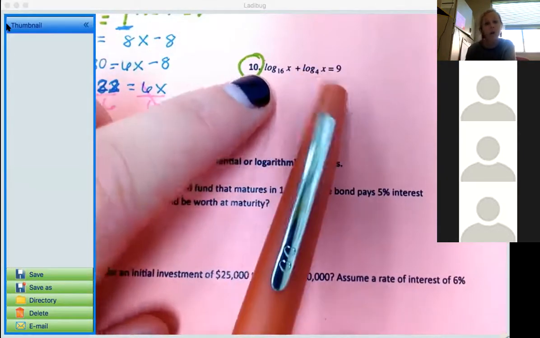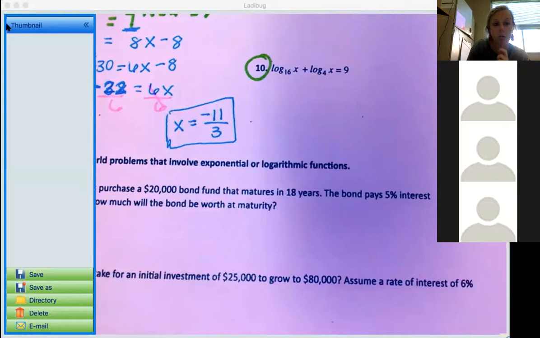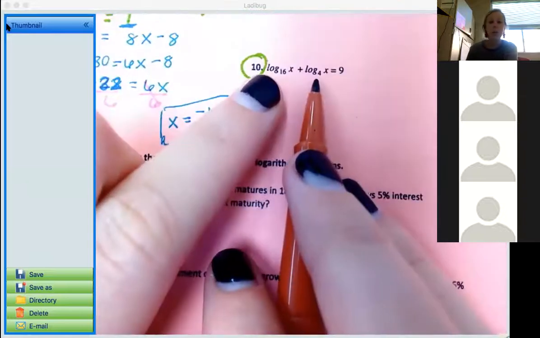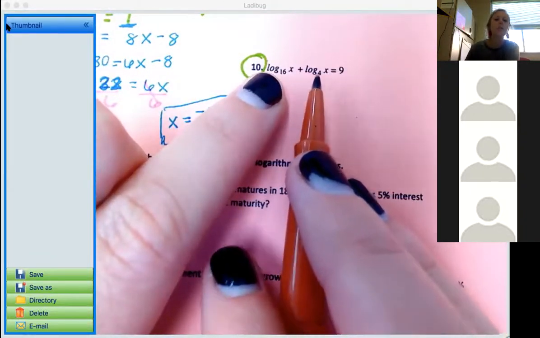Remember, for log equations, your goal is to condense it to one log and then do what to solve? Loggy froggy. Good. So we need to change the bases so we can get them the same. Condense to one log, and then we should be able to do loggy froggy to solve. Okay. Which base do we want to keep? Which one did I teach y'all is always easier to keep? The smaller base.